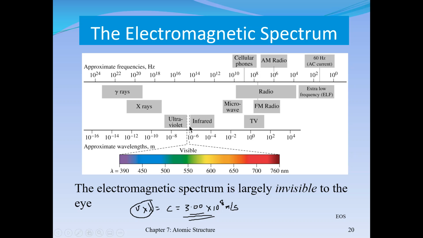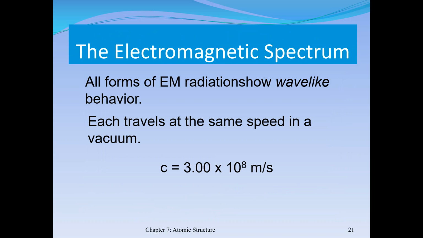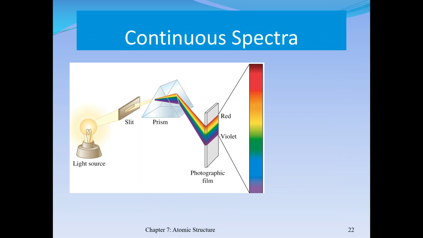All right, and then beyond that now you have the infrared region, and then you have the microwave and the different forms of radio waves, including FM radio, AM radio, cellular phones, frequencies, and so on. And then down here you have the extra low frequency radiation, AC current radiation, and so on. So that's basically the full extent of the electromagnetic spectrum. They all have the same speed, but of course the frequency and the wavelengths will be different. All right, so that is that.